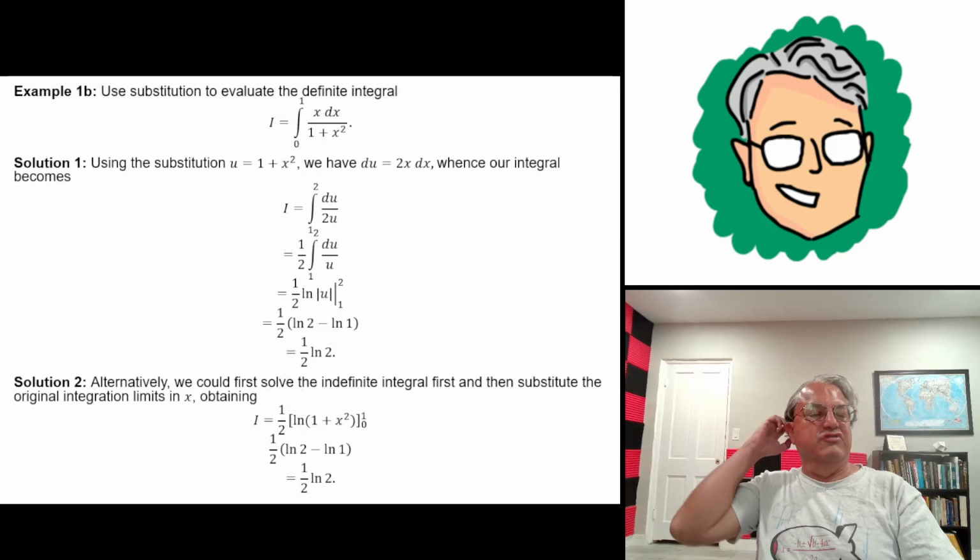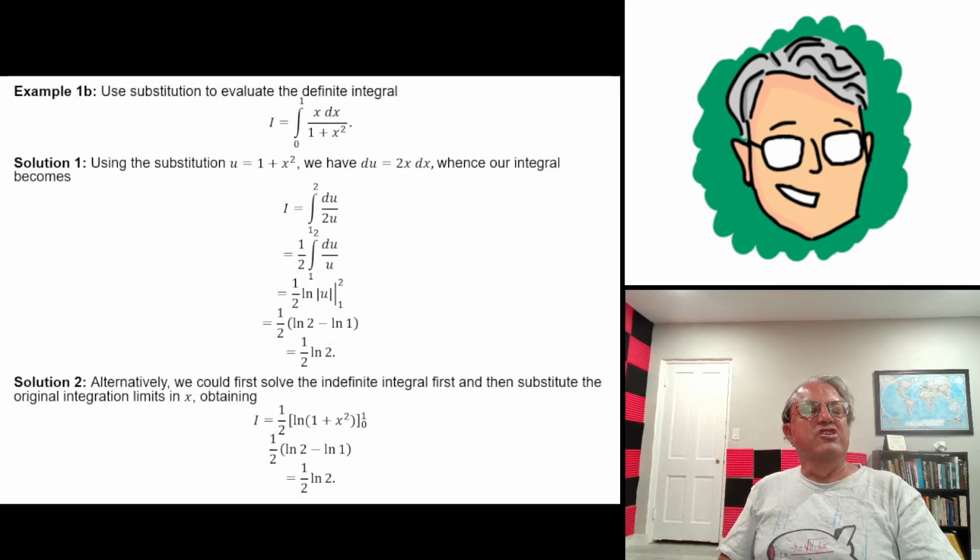So now what you could do for solution 2 is you could just substitute 1 half ln 1 plus x squared and use the limits. The lower limit's 0 on x and the upper limit's 1. If you do that, you get 1 half times log 2 minus log 1. Well, log 1 is 0, so you're just left with 1 half times ln 2. That's your answer.